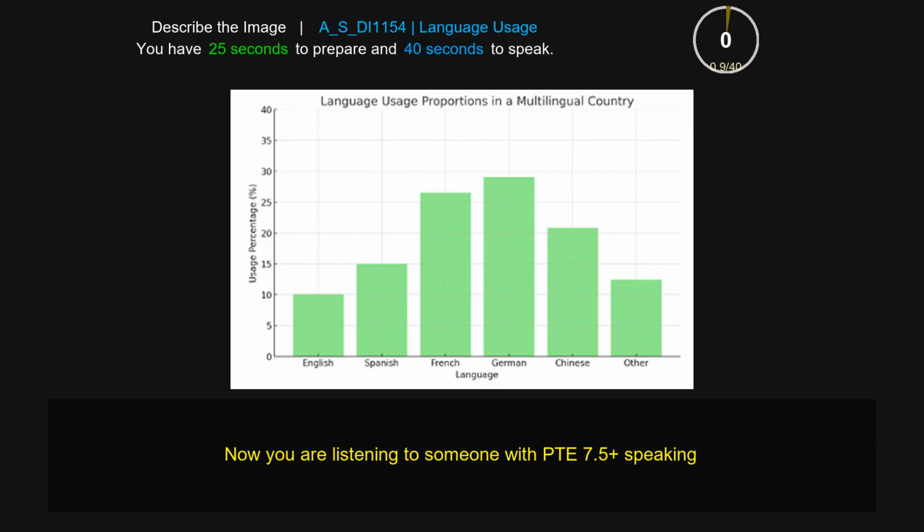The following bar chart shows language use proportions in a multilingual country. The horizontal axis depicts the language, while the vertical axis depicts the usage percentage. The highest goes to German at 28%, followed by French at 27%, and then Chinese at 21%. The lowest goes to English at 10%, and other at 12%, and Spanish at 15%. Overall, it's a very clear image showing language use proportions in a country with multiple languages.